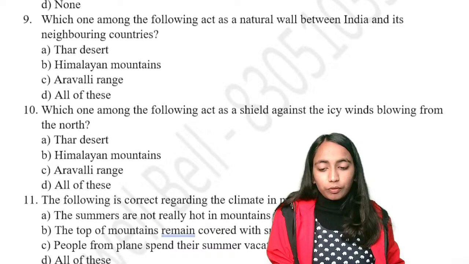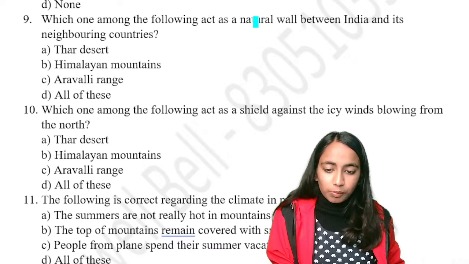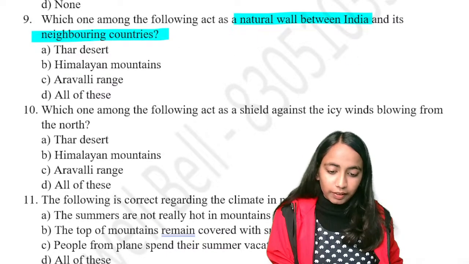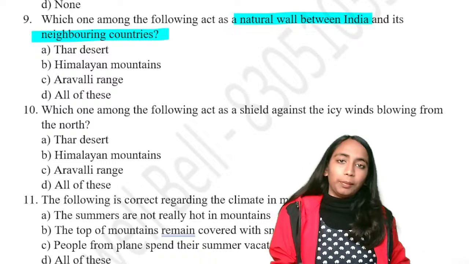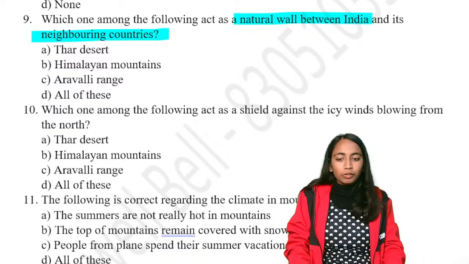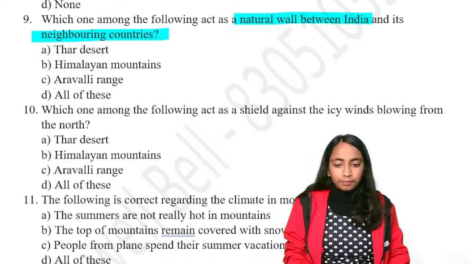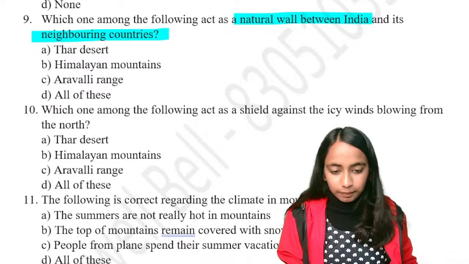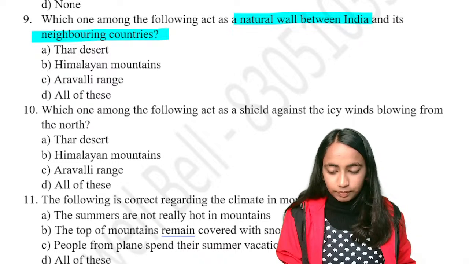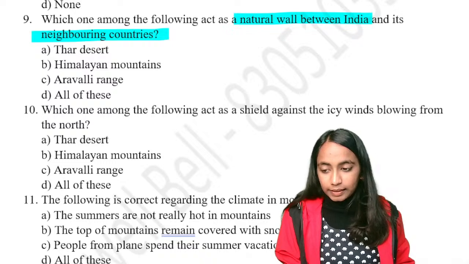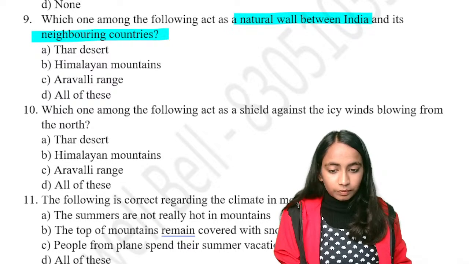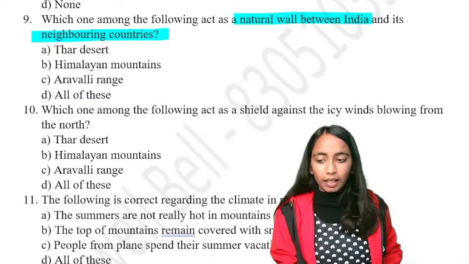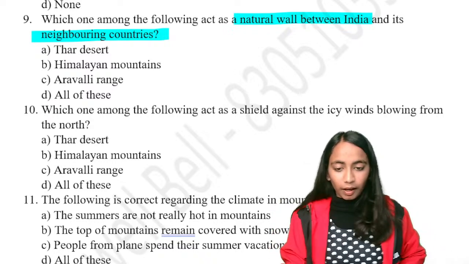Question number 9. Which of the following acts as a natural wall between India and its neighboring countries? Between India and its neighboring countries, which of them is going to act as a natural wall? That you have to provide. The Thar Desert, Himalayan Mountains, or Aravalli Range? What will be the right answer?